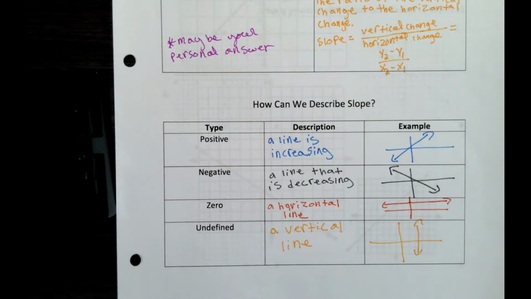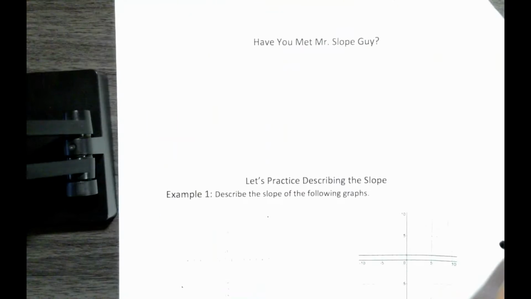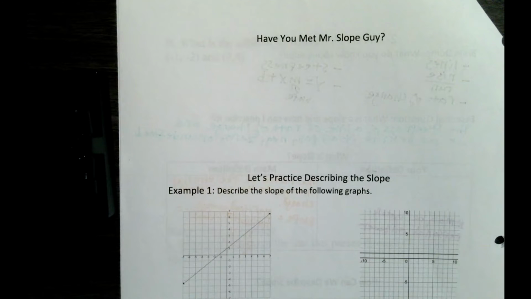Alright, so these are different types of slope. If I asked you to describe the slope of the line, you would tell me positive, negative, 0, undefined. So you could just remember them like that, remember it using this graph here, or someone who helps me remember my slopes is Mr. Slope Guy. So notice on the next page it asks you the question, have you met Mr. Slope Guy? So let's draw a circle for his head.